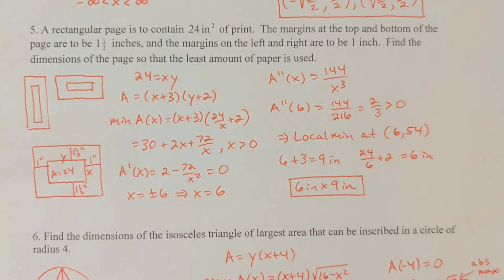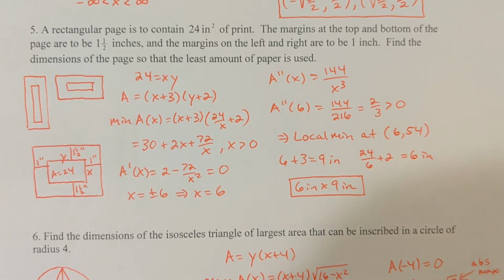All right, let's take a look at problem 5 as another example. A rectangular page is to contain 24 square inches of print. The margins at the top and the bottom of the page are to be 1.5 inches, and the margins on the left and the right are to be 1 inch. Find the dimensions of the page so that the least amount of paper is used.